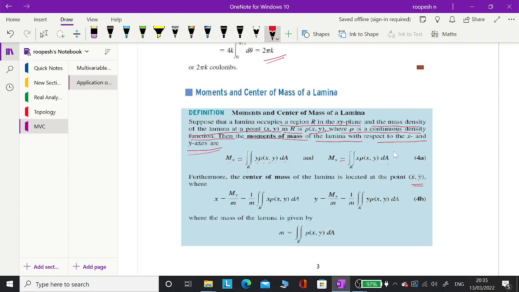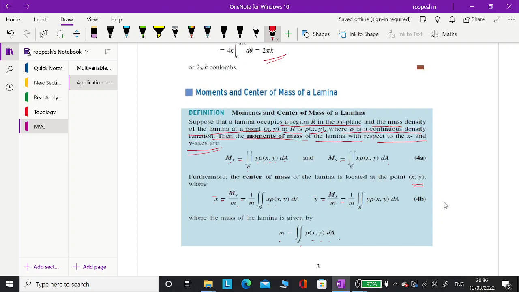Furthermore, the center of mass of the lamina is located at a point x bar, y bar, where x bar equals My by m, equal to 1 by m into the double integral over R of x rho xy dA. That's what we have substituted, nothing else, right? So x bar equals this, and y bar equals Mx by m. Like that we are calculating it, where the mass of the lamina is given by m equal to the double integral over R of rho xy dA.